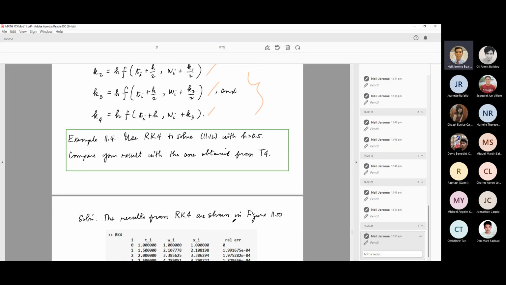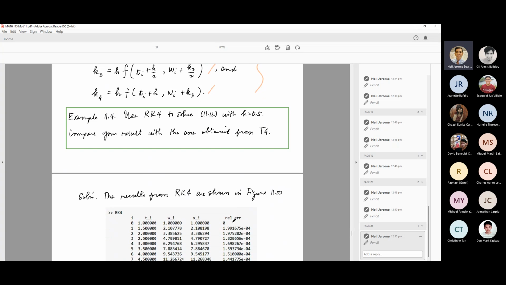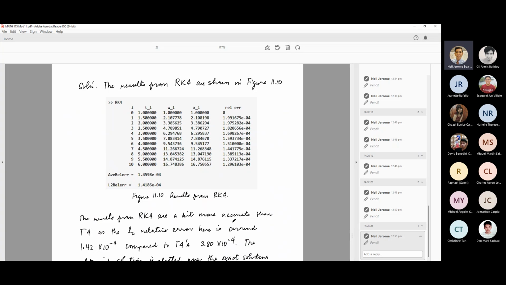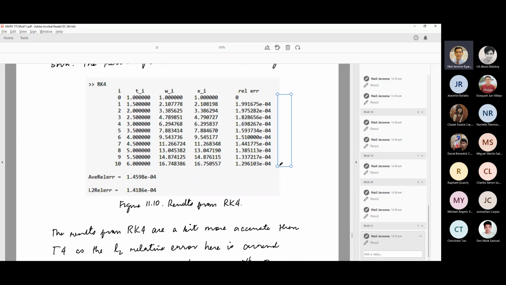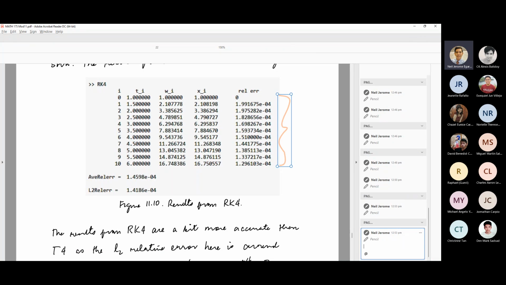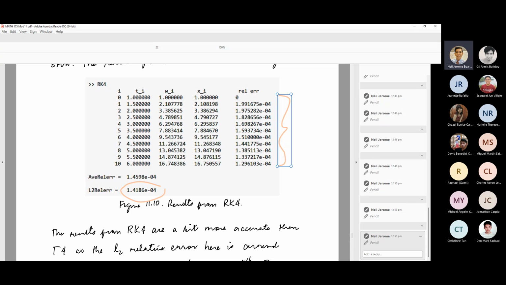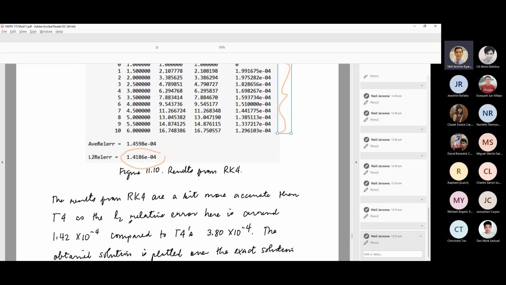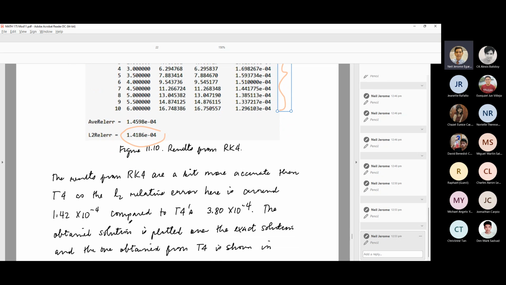In-implement ko lang si RK4 dun sa same IVP na kinonsider natin kanina. And just looking at the table of values I obtained, makikita nyo kagad na ang laki ng improvement. Kasi yung relative errors ay hindi nga lumampas ng 1%. In fact, the L2 relative error is of order 10 to the minus 4, which is very much low. And then if we compare it to T4, medyo slightly better itong sa RK4. Sa RK4, ito yung relative error natin. If you remember sa T4, ang ating relative error ay 3.8 times 10 to the minus 4.